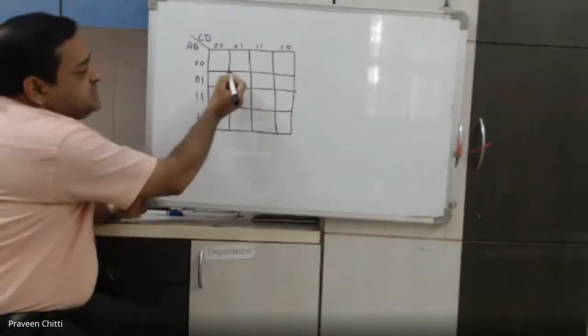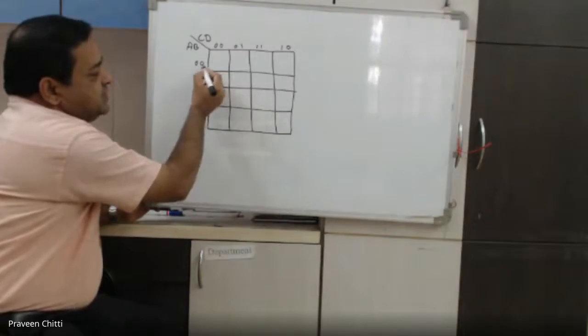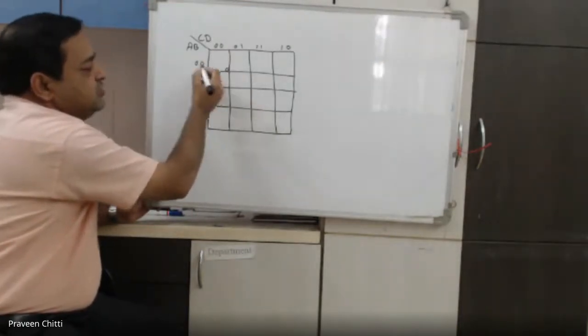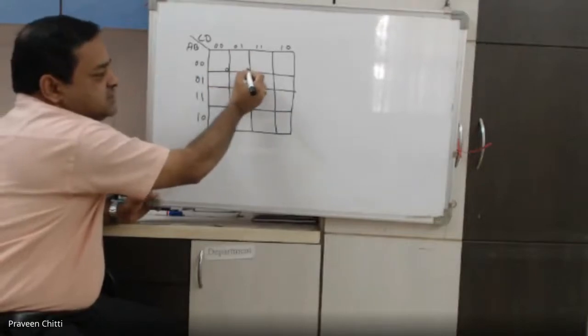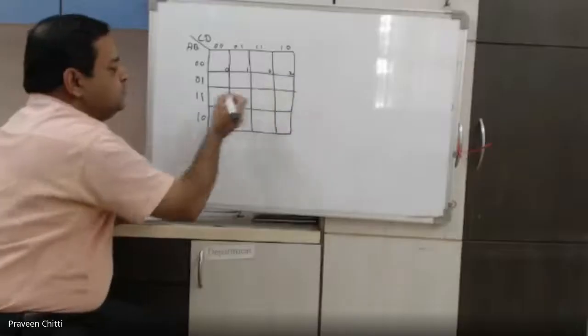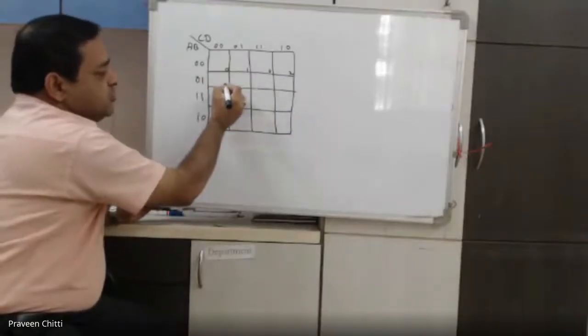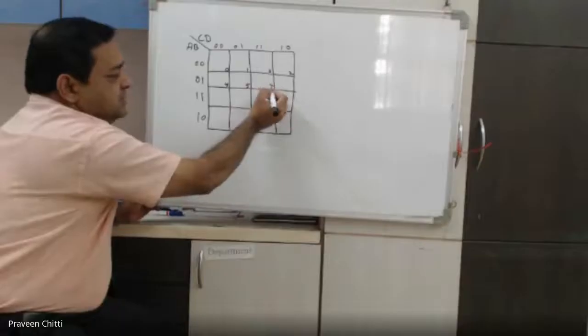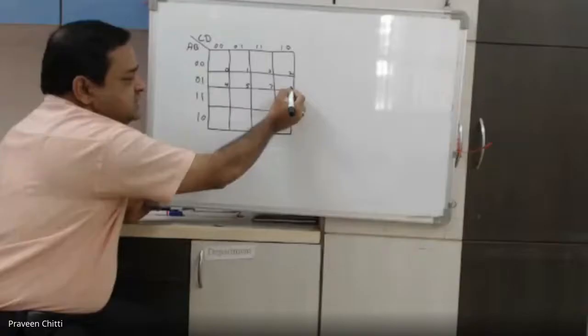What is the numbering of this particular cell or the address of cell? 0, 0, 0, 0. So is how much? 0. Then 0, 0, 0, 1 is 1. 0, 0, 1, 1 is 3. Then 2. Then 0, 1, 0, 0 is 4. 0, 1, 0, 1 is 5. 0, 1, 1, 1 is 7. 0, 1, 1, 0 is 6. Then 1, 1, 0, 0.